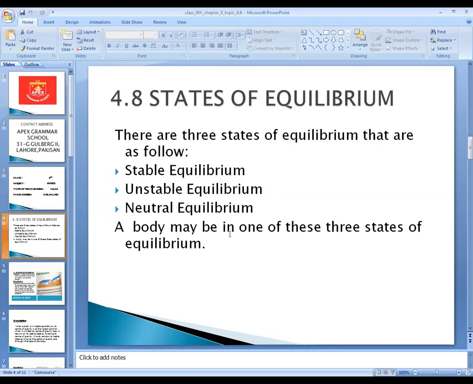A body may be in one of these three states of equilibrium. Our body will be either in stable equilibrium, unstable equilibrium, or neutral equilibrium. So you have to remember this. There are three states of equilibrium: stable equilibrium, unstable equilibrium, and neutral equilibrium.